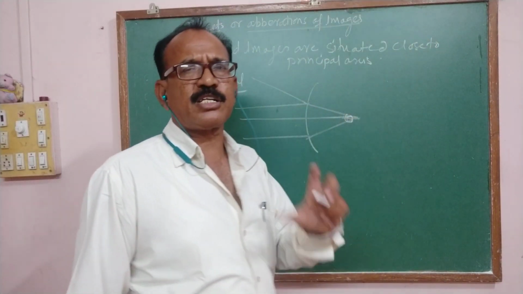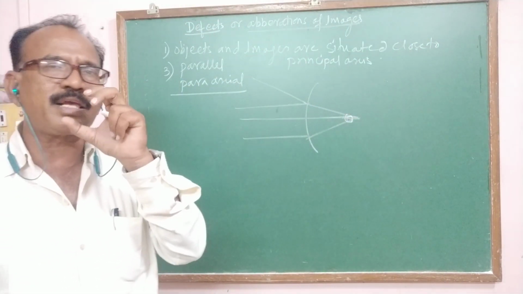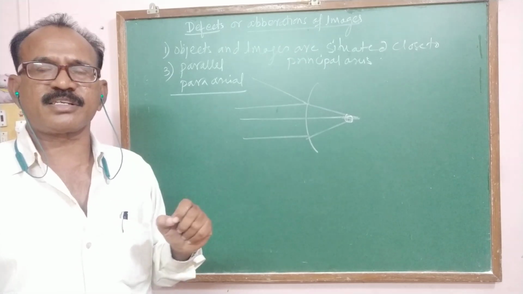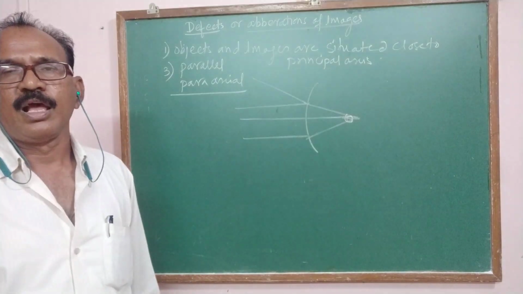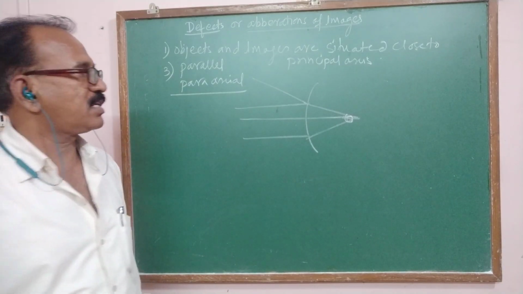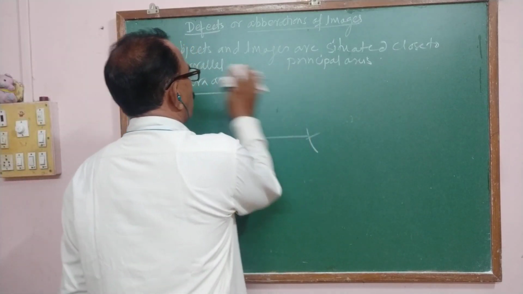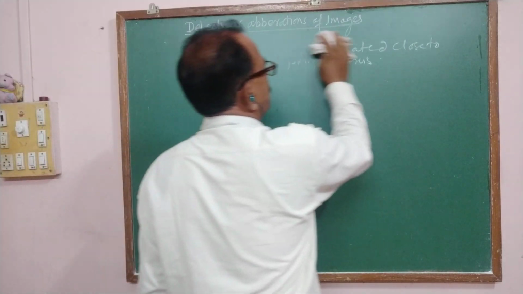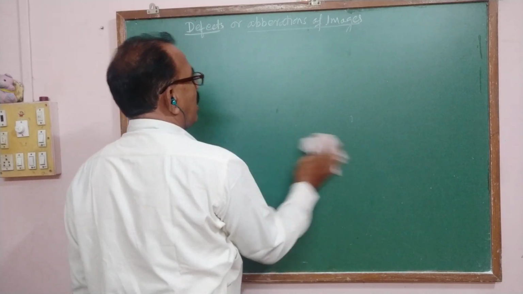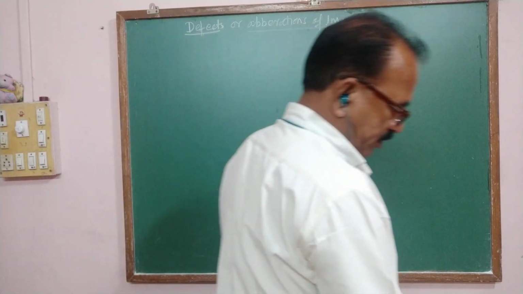So spherical aberration means a distortion. म्हणजे ते एखादा इमेज जर आपल्याला क्लिअर दिसत नसेल तर त्याला म्हणायचं aberration. And when do these aberrations come? When the image is not clear. What are the defects we are coming across? One is spherical aberration. Second one is coma. Third one is astigmatism.